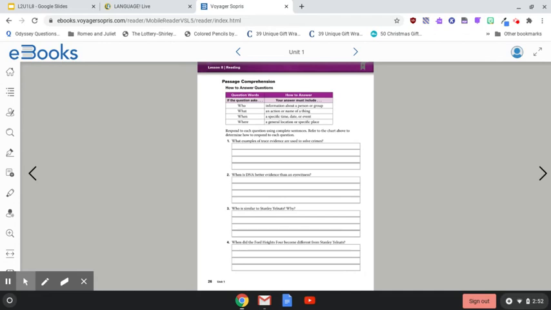Number 1. What examples of trace evidence are used to solve crimes? Number 2. When is DNA better evidence than an eyewitness? Number 3. Who is similar to Stanley Yelnats? Why? Number 4. When did the Ford Heights 4 become different from Stanley Yelnats?